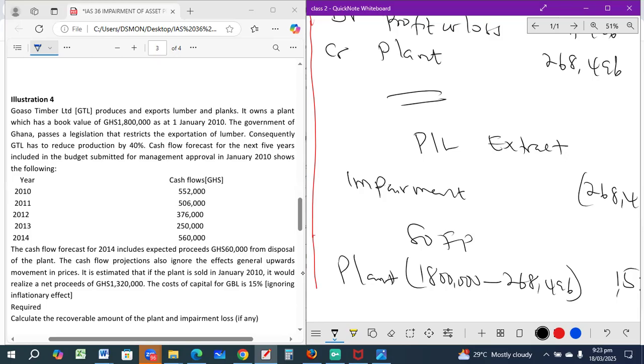Thank you. So we'll meet. The next meeting will be on Thursday. That will be for IPSAS. And then the subsequent one will conclude this impairment.